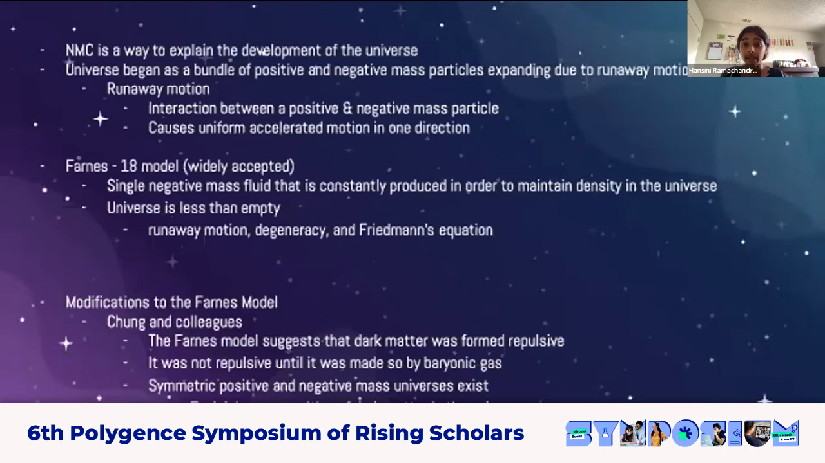Now, there are some modifications to the Farnes model. For example, Chung and his colleagues say that although Farnes' model suggests that dark matter was formed repulsive, they think that it was not repulsive until it was made so by baryonic gas, which is just gas made of protons and neutrons, but no electrons or neutrinos. Regarding the source for dark energy, it is suggested and proven by Chung that symmetric positive and negative mass universes exist, which explains the 68.6% composition of dark matter in the universe.